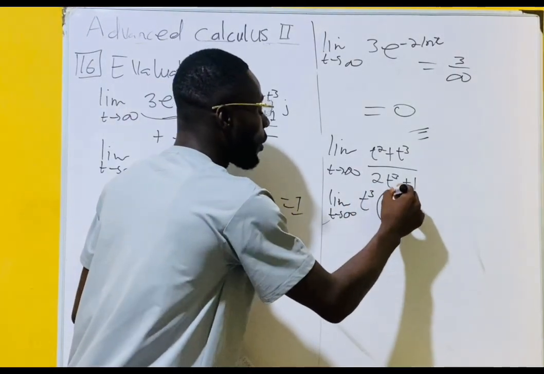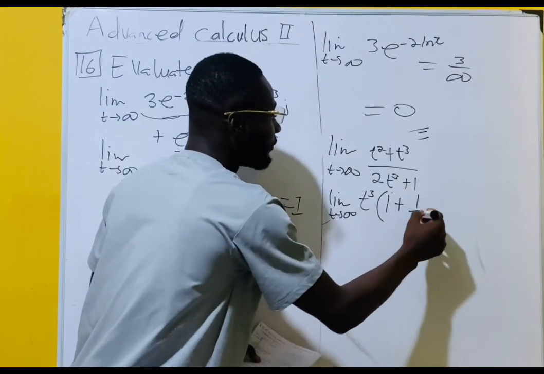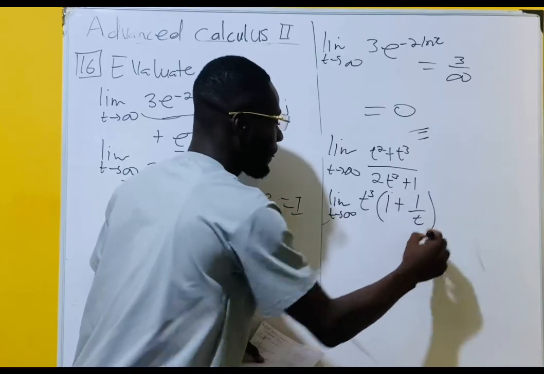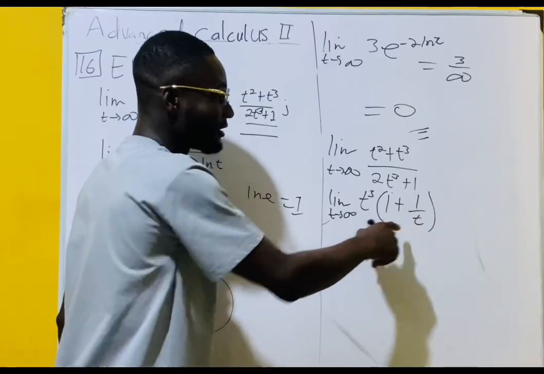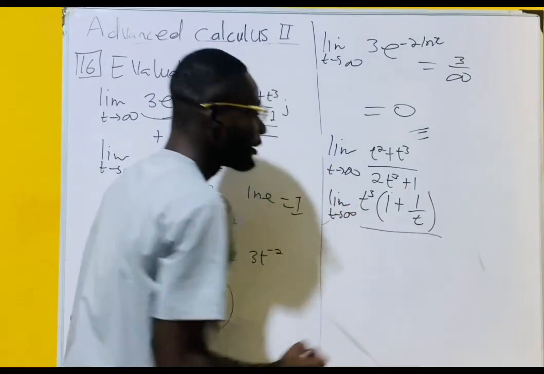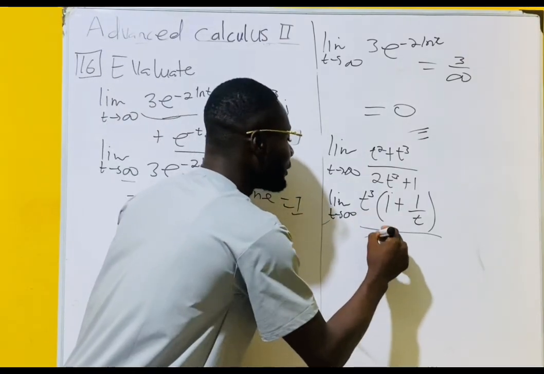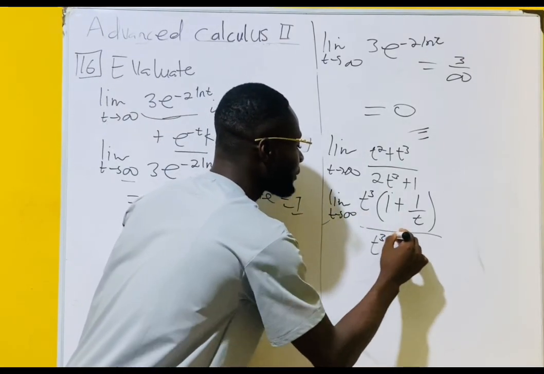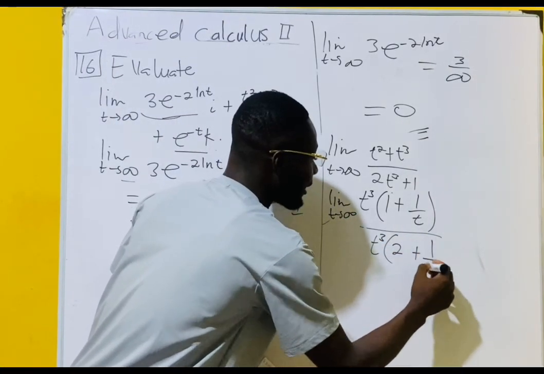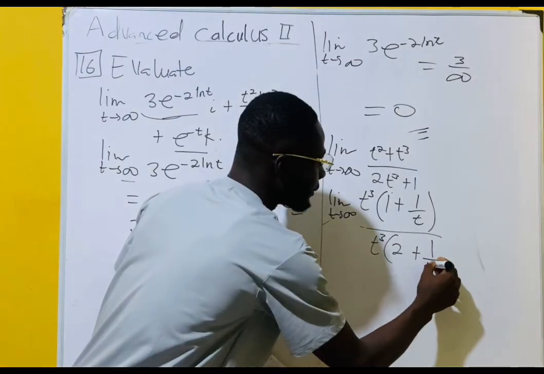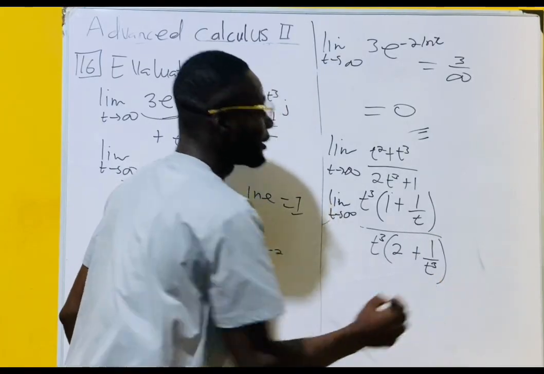Then we have 1 plus 1 over t inside. When you send this back, you're going to have t cubed, then t squared, right? All over the denominator, applying the same principle, I'm going to have t cubed out. Then we're going to have 2 plus 1 over t cubed, right? 1 over t cubed. So this is what we have.